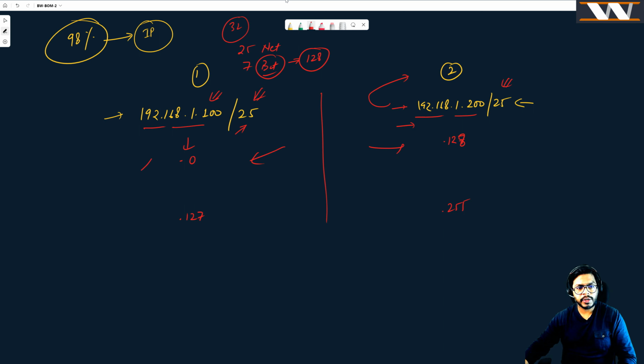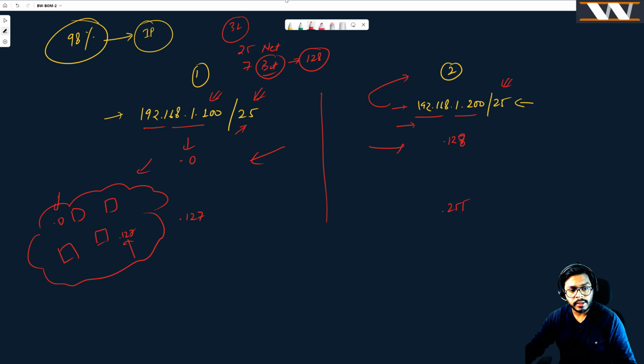So if I draw the network of this host, this is the network, from dot 0 to dot 127 are the hosts inside this network, right? Only 126 hosts, because dot 0 and dot 127 are reserved numbers, so you cannot assign these IP addresses to hosts. It is as simple as that, right? Similarly, we have a different network here.